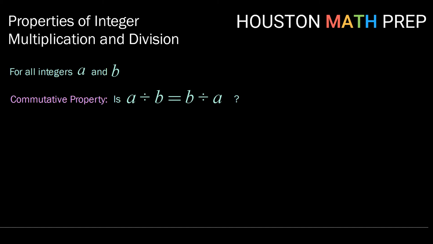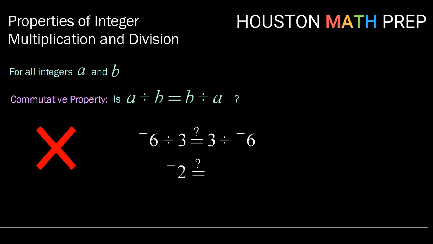Next, let's take a look at the commutative property. Is it true that a divided by b is equal to b divided by a for all integers? Well, let's take some and check them out. How about -6 divided by 3? Is that equal to 3 divided by -6? Well, -6 divided by 3 we know is -2. 3 divided by -6 is not defined on the integers. There is no integer answer to 3 divided by -6. So certainly these are not the same, and therefore the commutative property does not hold for integer division.